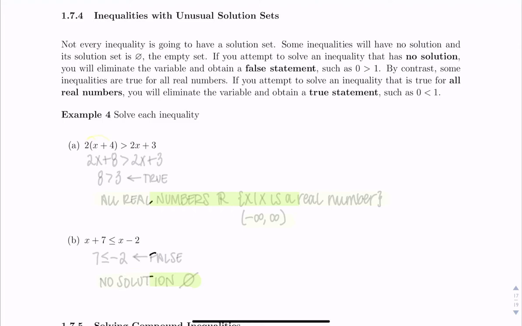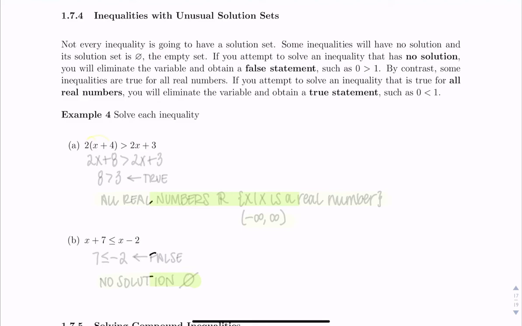On the other hand, some inequalities are true for all real numbers. So if you attempt to solve an inequality that is true for all real numbers, you will again eliminate the variable, but you obtain a true statement such as 0 is less than 1. So in both of these instances, the variables eliminate completely. If it's no solution, you get a false statement that makes no sense. And if it's all real numbers, then you get a true statement that does make sense, like 0 is less than 1. So let's go ahead and attempt this for 4a.